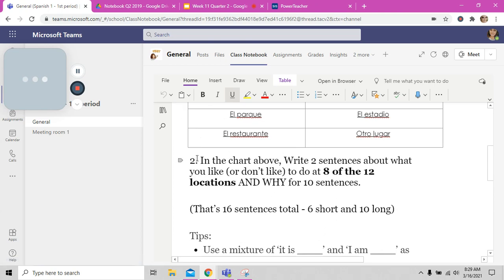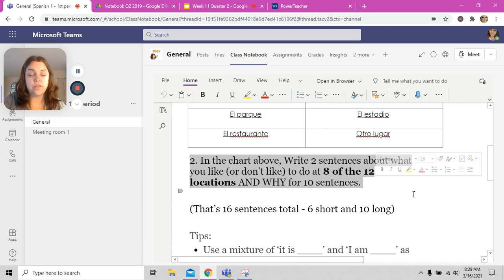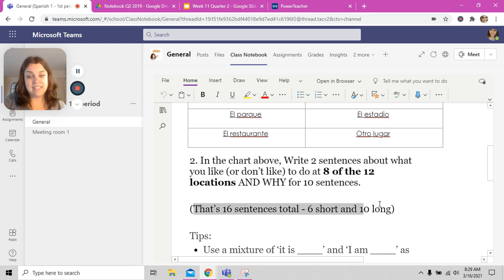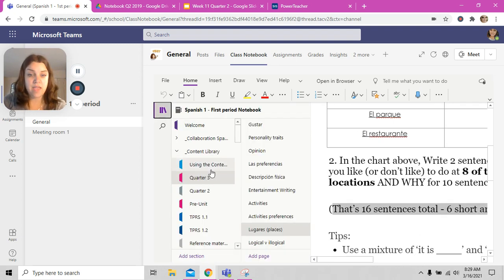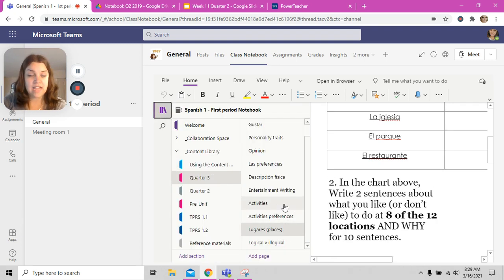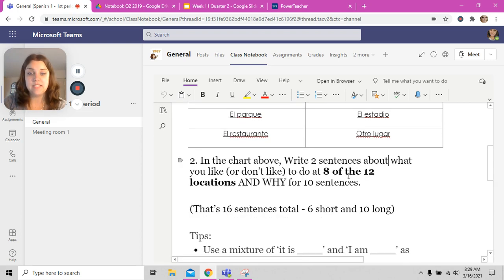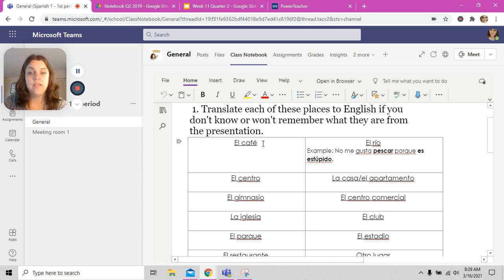It says, number 2, in the chart above, write 2 sentences about what you like or don't like to do at 8 of the 12 locations, and why, for 10 sentences. So that's 16 sentences total, 6 short and 10 long. We are going to have to use the activities page, this one that says activities. You'll have to use that page to find logical activities that you would do at these places.